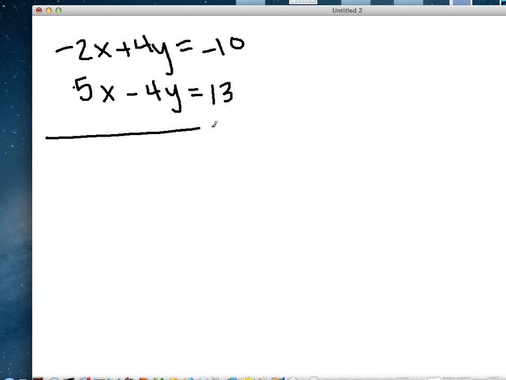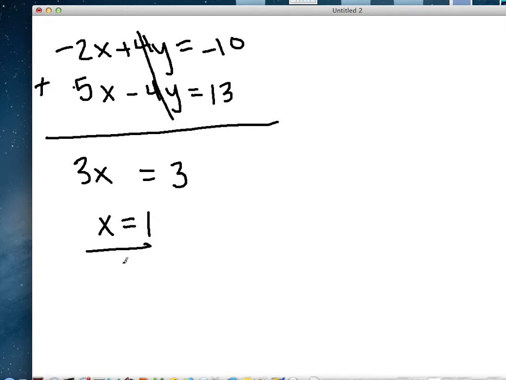So I'm just going to add them together. Negative 2x plus 5x is going to give me 3x. 4y minus 4y gives me 0, so these just cancel each other out. Equals, and then I have negative 10 plus 13, so that's 3. So now I want to solve for x, so I get x equals 1.